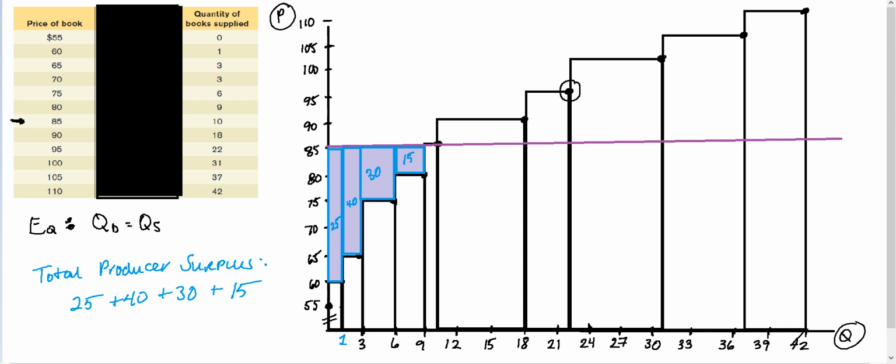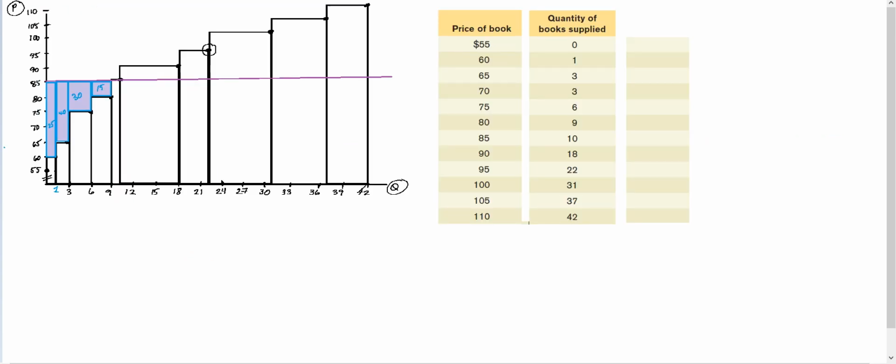Okay, so now I'm going to use the graph to do this algebraically. And so you see that I have set up our information to start doing that calculation. I took out quantity of books supplied and quantity of books demanded, because we don't need that in this section. And I just want to call your attention and remind you that $85 is the equilibrium price. So $85 is the actual price that's going to be paid, and we're going to deal with that in a second.